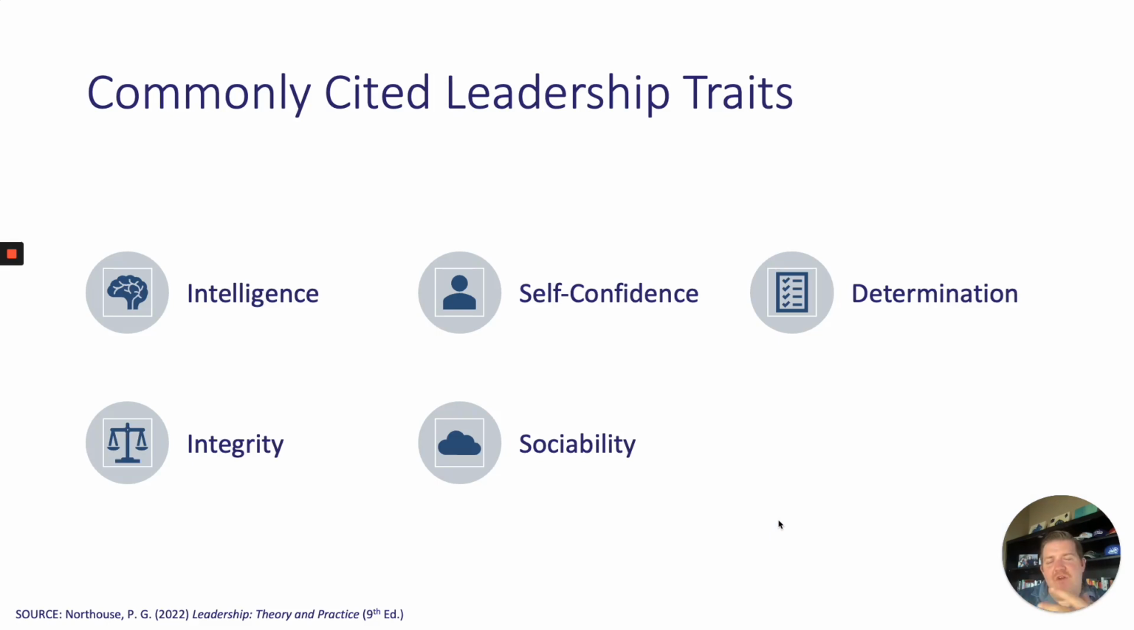Okay, now even though there is no definitive list, these 5 traits are the ones that come up most often in trait-based leadership research. So those 5 traits are intelligence, self-confidence, determination, integrity, and sociability. So generally, people who study leadership traits come up with these 5 as traits that good leaders possess.